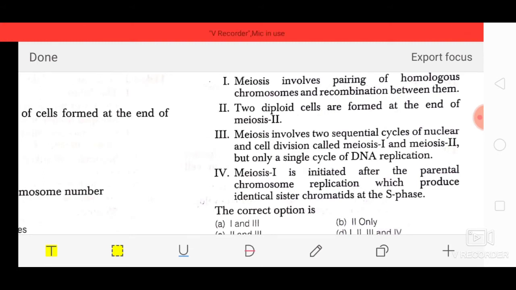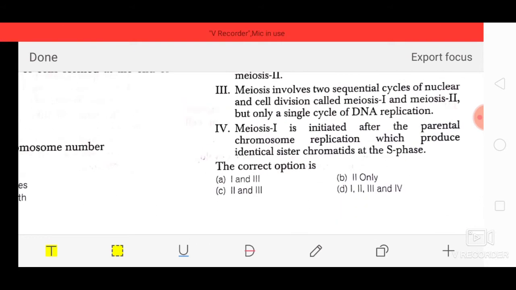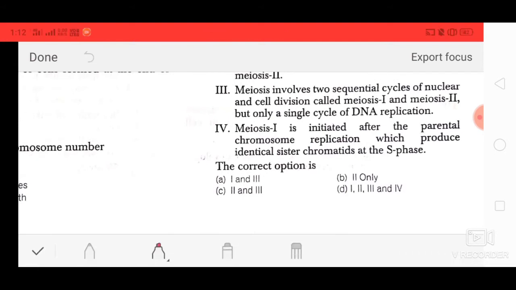So the correct answer of this question is option D, that is 1, 2, 3 and 4. All statements are correct.